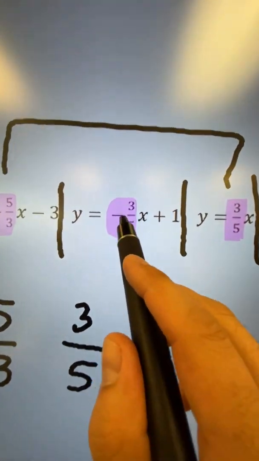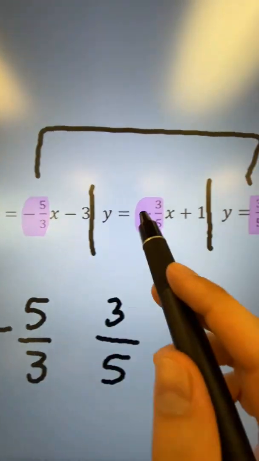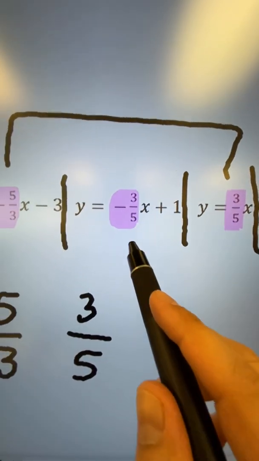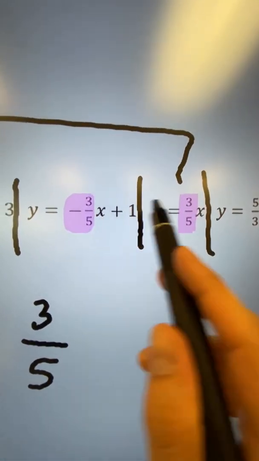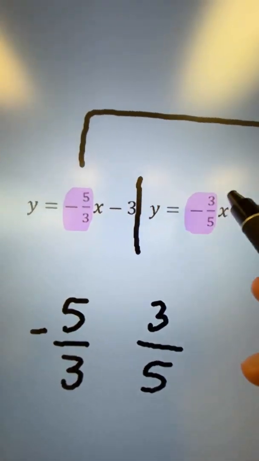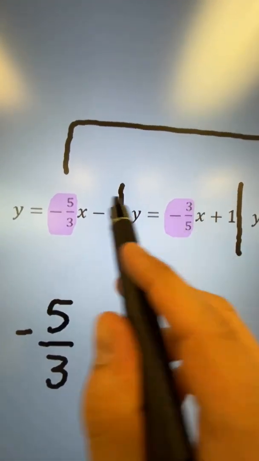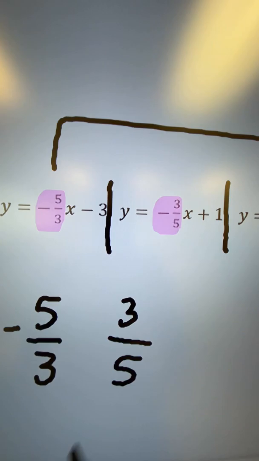And I can see this one in the middle is not perpendicular to either of these, because this is not a negative reciprocal to 3/5, right? These are actually the same slopes, but one is positive, one's negative. And then these are reciprocals of each other, but they're not opposite signs. This is negative, and that's also negative.